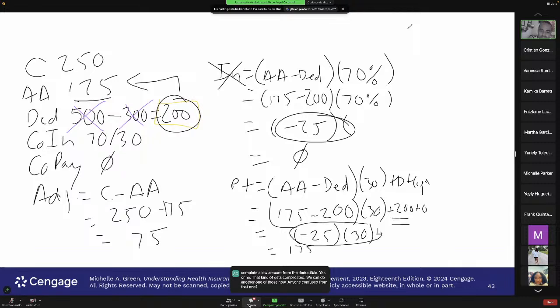Simple. If you start your calculations and you see negative numbers, the insurance will not pay negative numbers, and the patient will pay whatever the allowed amount is from the deductible. So next time the patient comes, they already paid that 175 from the deductible. So next time, they only owe $25 of deductible.